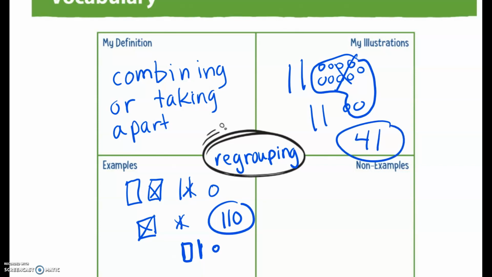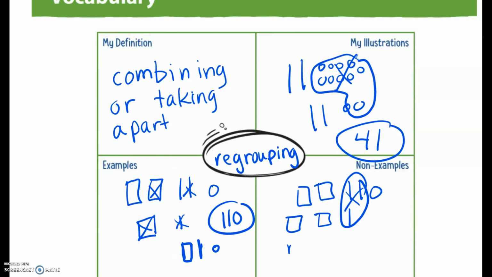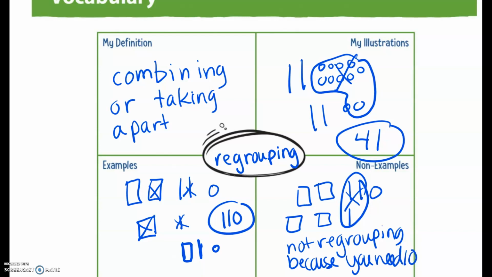And then a non-example would be if you had 221 and you had 110 and you combined these and made a new number. That's not regrouping because you need a 10 to combine. So you can just write not regrouping because you need 10.